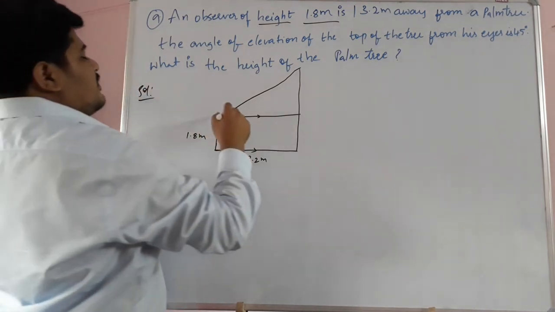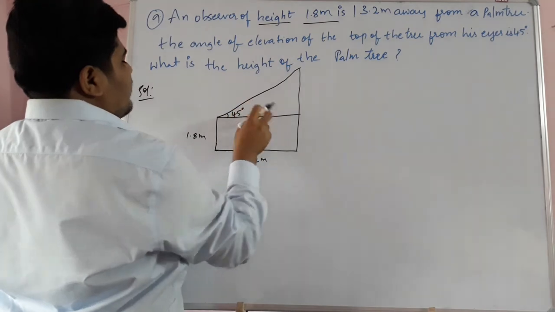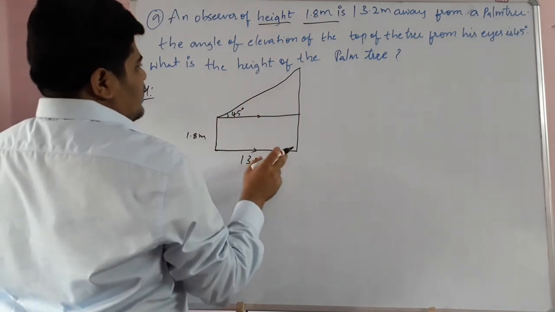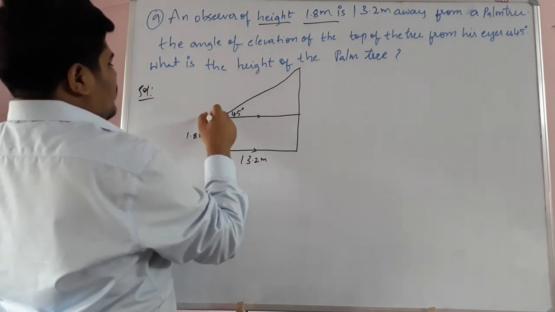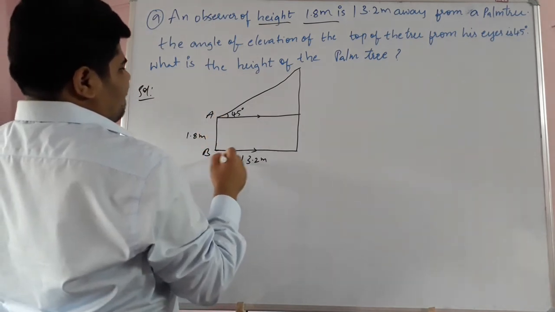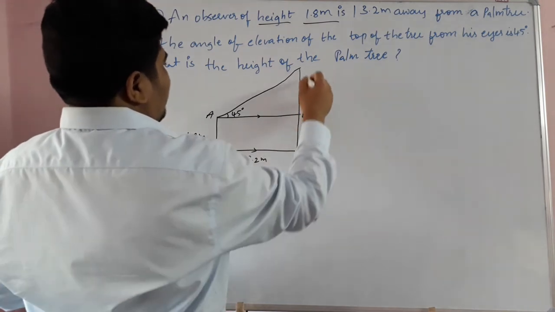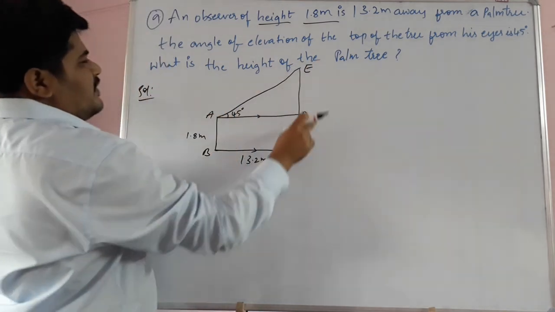So the angle of elevation is 45 degrees. This is the horizontal line. This is the base. Now students, name it as A, B, C, D, E.